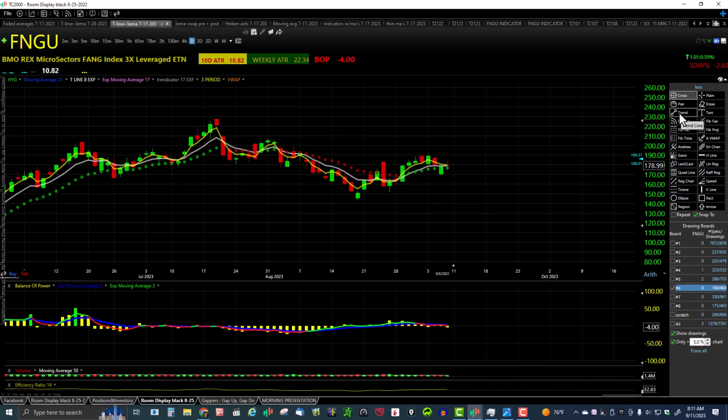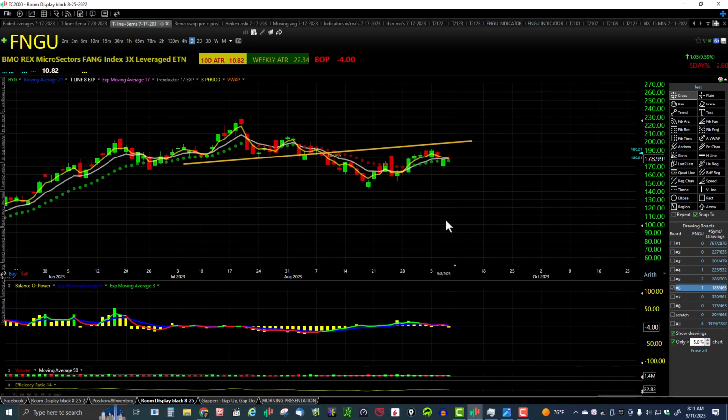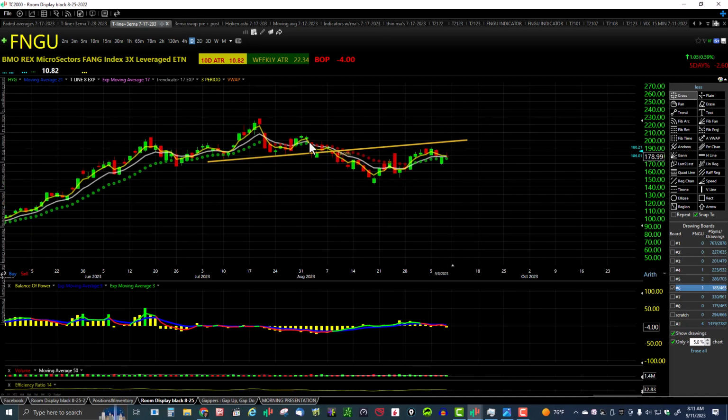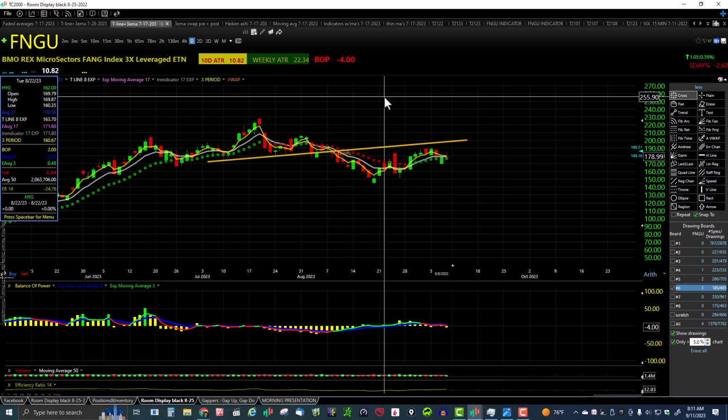The area you want to watch for FNGU is this neckline, simply by connecting that tail candle and that tail candle all the way over to the side there. So this is where we want to watch. FNGU has got to get back up over these highs and clear this neckline. That's what we're looking for. Other than that, this head and shoulders is still in effect.